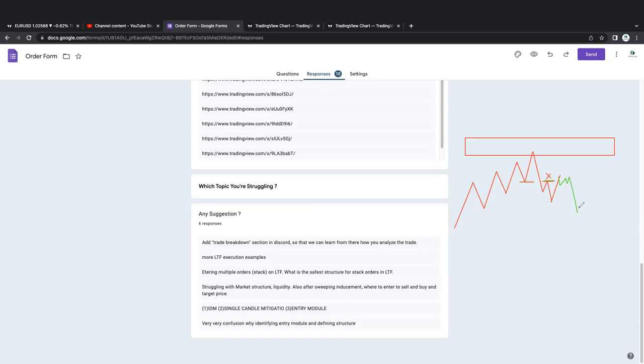So this is an indication. When the market takes out the inducement, you can start stacking multiple positions here on the 1 minute. When price takes out the previous candle high or low, sweeping the high or low, then you can start selling.